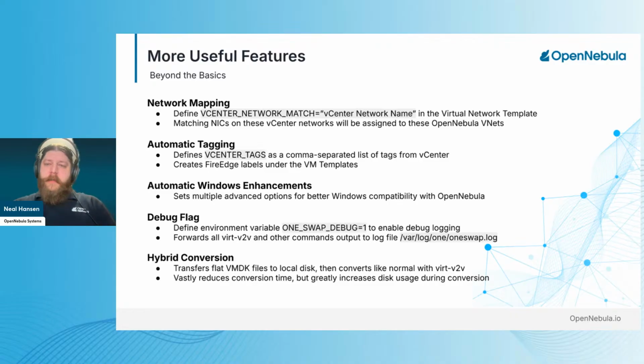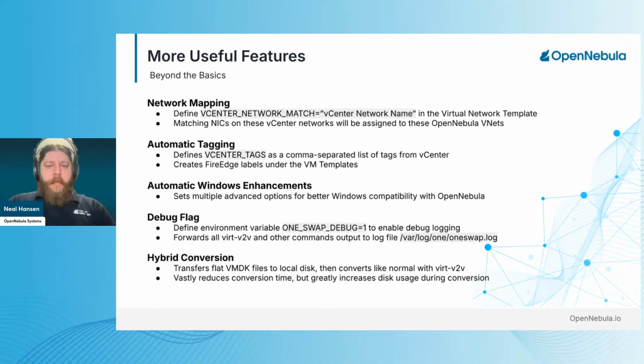And then tagging, of course, if you have tags in vCenter, they get brought over, they get created in FireEdge, and they're also set as a separate attribute on the VM for safekeeping. If we detect it's Windows, we automatically do the VirtIO stuff. We automatically do all the special Windows settings and optimizations that we do inside of OpenNebula when you create a new template. If you're having issues, there's the debug flag.